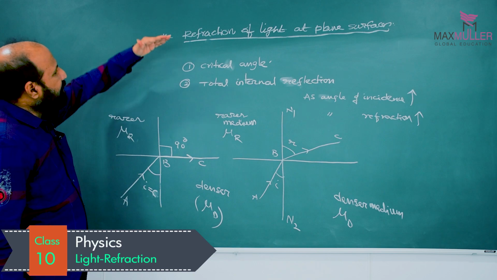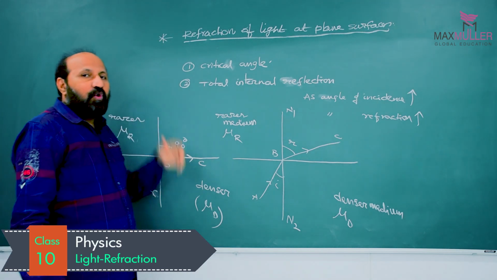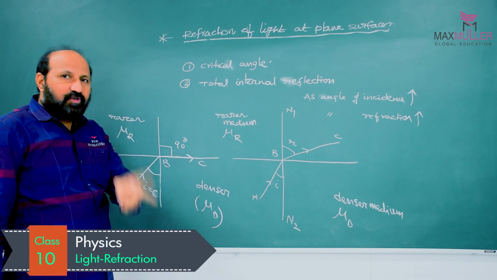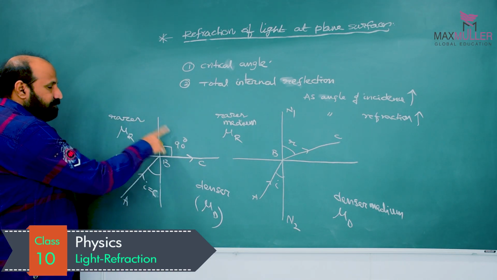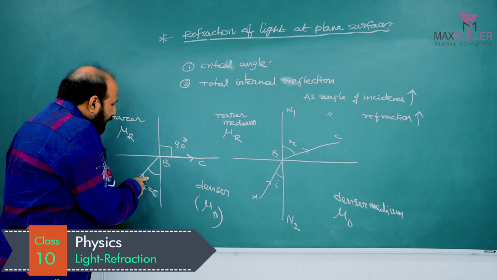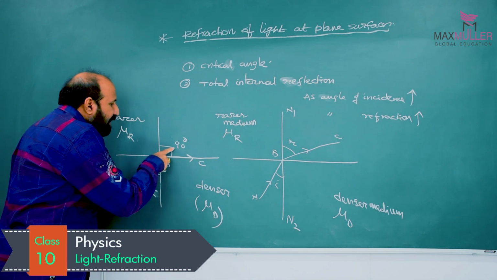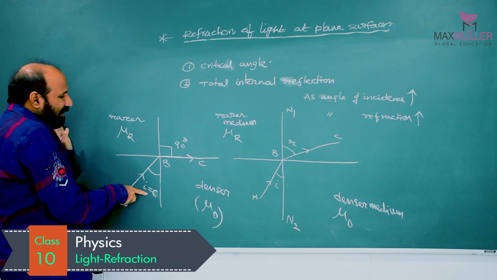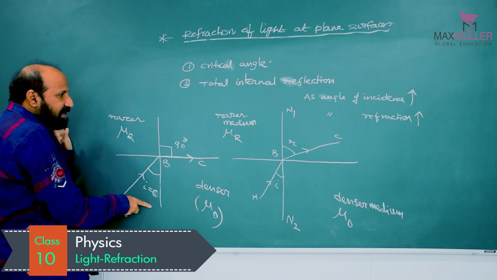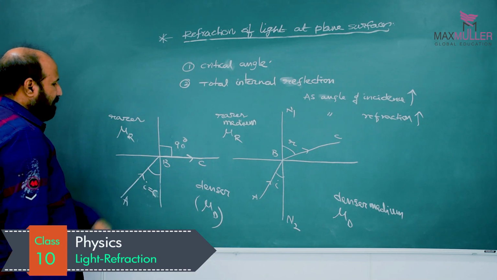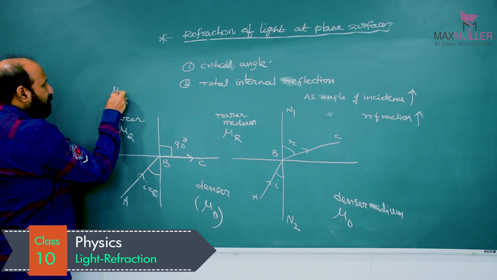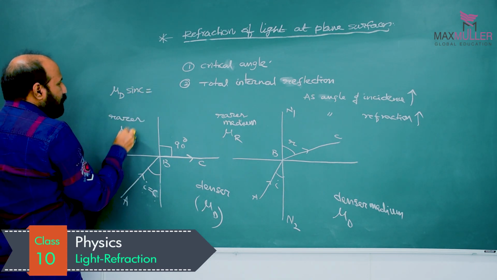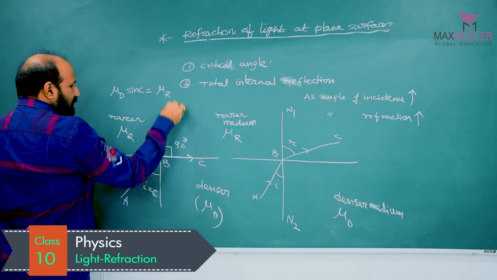Therefore, in order to obtain this critical angle, you need to have two important conditions. Number one, the light ray should travel from denser to rarer, and the angle of incidence is in such a way that the angle of refraction is 90 degrees, so that you will get critical angle for the given pair of media for the given color of light. Now apply Snell's law. Mu d, mu of denser into sin C is equal to mu of rarer into sin 90.